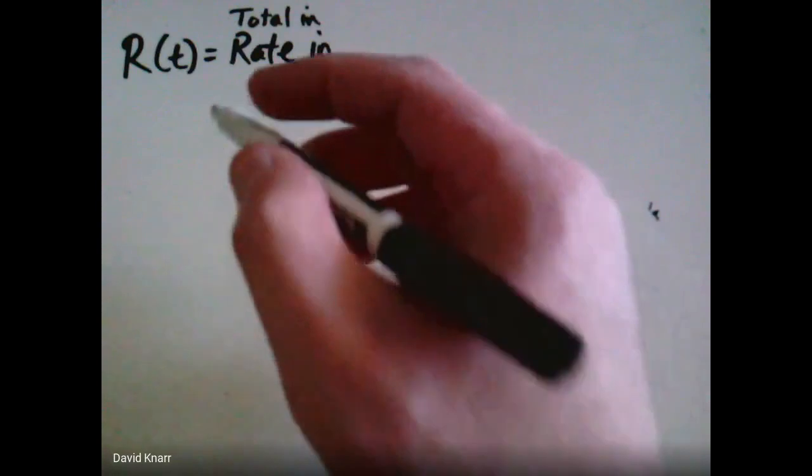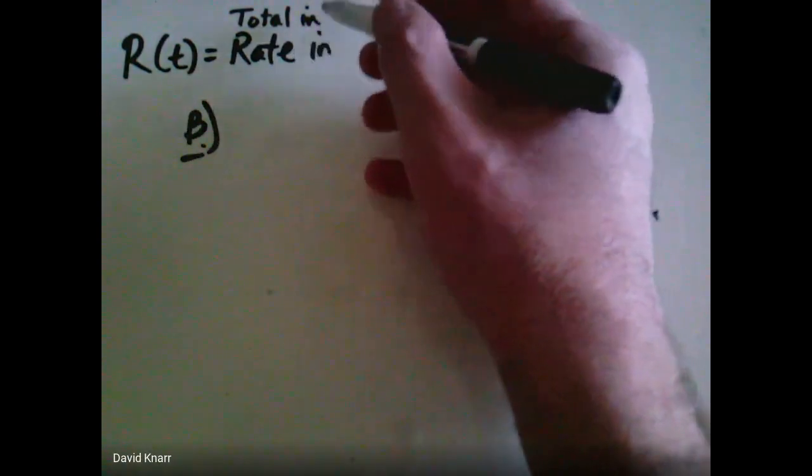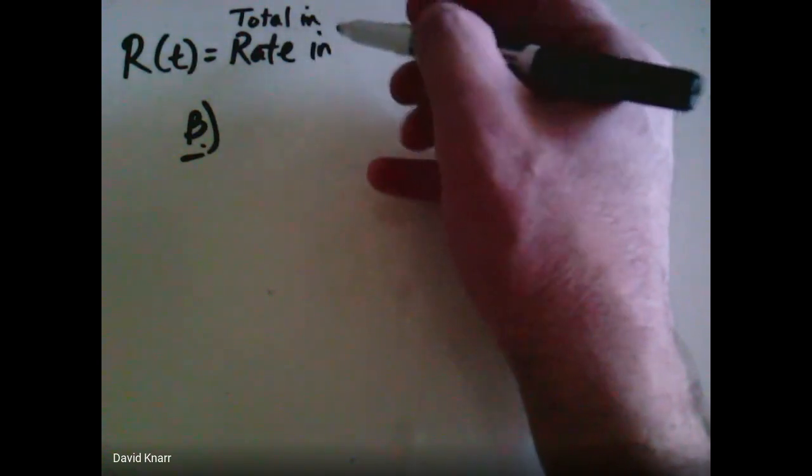So let's go on to part B. Part B wants us to say, at time t equals 6, is the number of mosquitoes increasing at an increasing rate or increasing at a decreasing rate? Now I want to know, I already know that the number of mosquitoes is increasing. I want to know now if the rate is increasing.